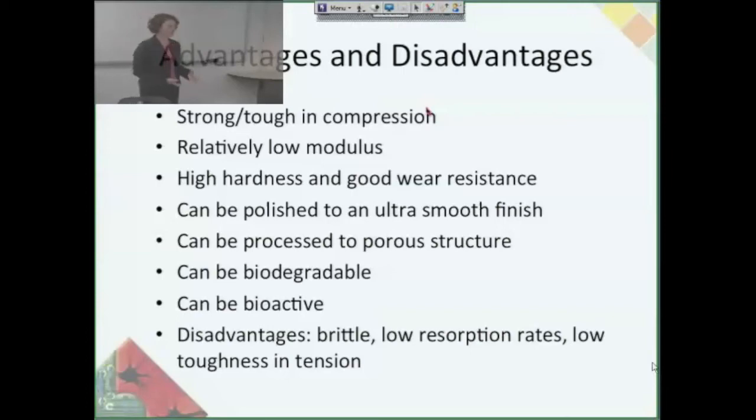Some disadvantages is they're brittle. They have low toughness in tension, so if you have a complex biomaterial that has to withstand both tension and compression, they may not be the best choice. And sometimes the resorption rates can be low, but mostly it's just that you have to try to match the resorption rate, if it is resorbable, to the rate that new tissue grows, and that's not easy.